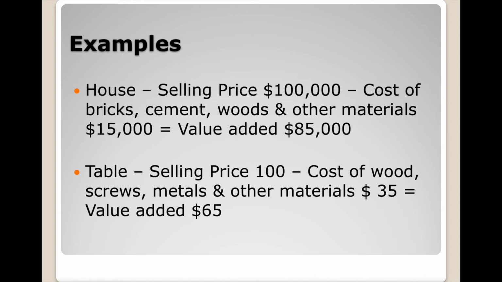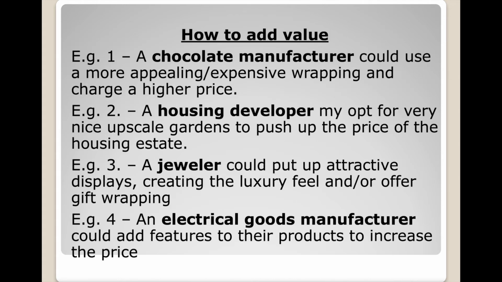The second example is a table. The selling price of the table is $100. The cost of wood, screws, metal and other material is $35. So we can easily assume that the value added for this product is $65. Understand? I hope this is very easy and simple for all of you. If you have any questions, you can still ask me.